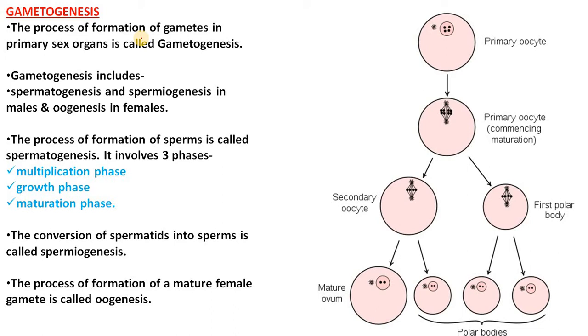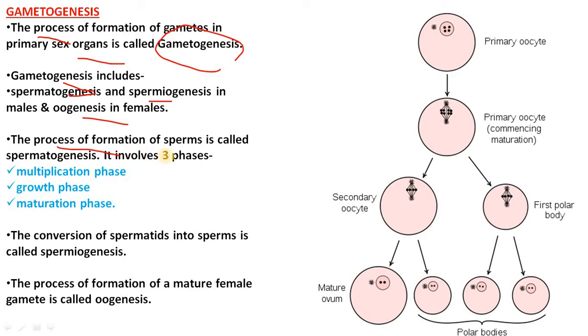of gametogenesis. Further, gametogenesis associated with the formation of sperms is called spermatogenesis, whereas the formation of ova is termed oogenesis. In addition, both oogenesis and spermatogenesis include similar stages of sequential changes. So, the process of formation of gametes in the primary sex organs is called gametogenesis, and gametogenesis includes spermatogenesis and spermiogenesis in males and oogenesis in females.